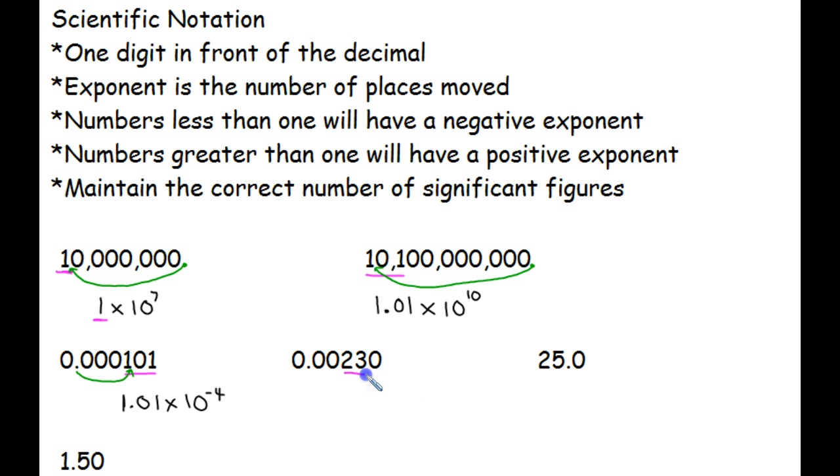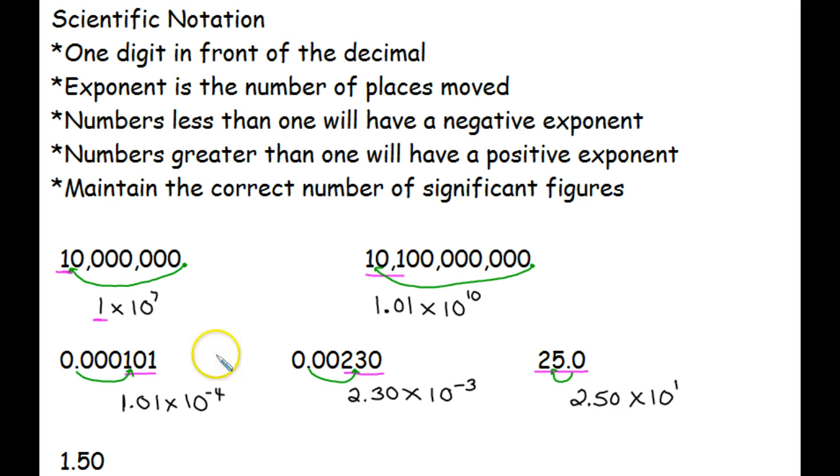In the next example, we have 3 sig figs that must be maintained. So in front, we will move the decimal to behind the 2. So our answer would be 2.30 times 10 to the negative 3. In our next example, all 3 of those digits are significant, so we need to maintain them. Now we only have to move the decimal 1 place, so this will be 2.50 times 10 to the 1, because we only moved 1 place, and this is a number greater than 1.